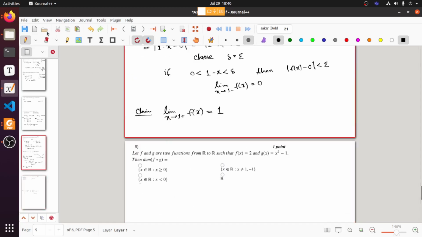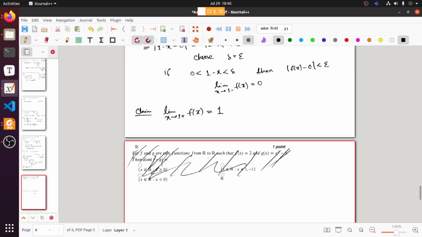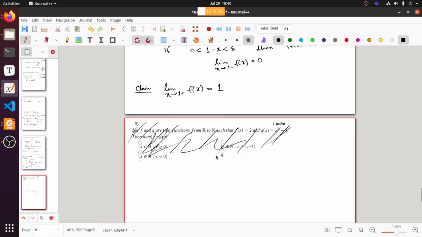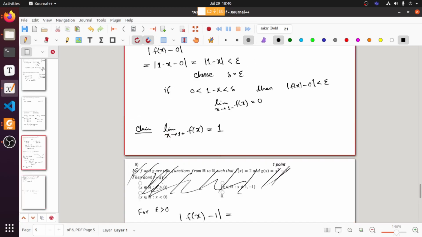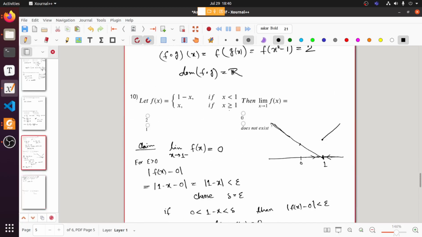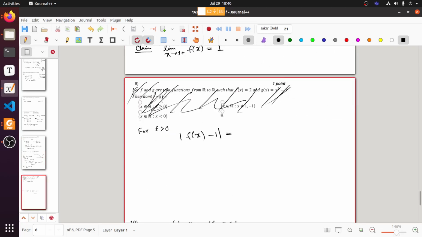Just forget about this. So we'll prove this one here. So again, how to prove this? For epsilon greater than 0, you have to show |f(x) - 1|. So when x tends to 1 plus, what is f(x)? When x is greater than 1, f(x) is x, right? So then it will be |x - 1|. You have to make this less than epsilon.